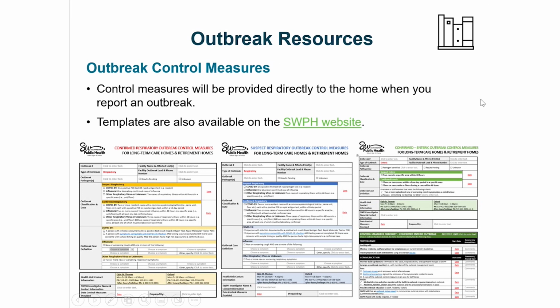Okay, and then our control measures checklists have also recently been updated to be inclusive of the new recommendations that just came out for COVID outbreak management. We've got three different control measures checklists available for long-term care homes and retirement homes. One is for confirmed respiratory outbreaks. We have a separate document for suspected respiratory outbreaks. That's a condensed document just to provide a high-level summary of what we would recommend you do during a suspected outbreak. And then we have a confirmed enteric outbreak control measures checklist as well. And the templates are online.